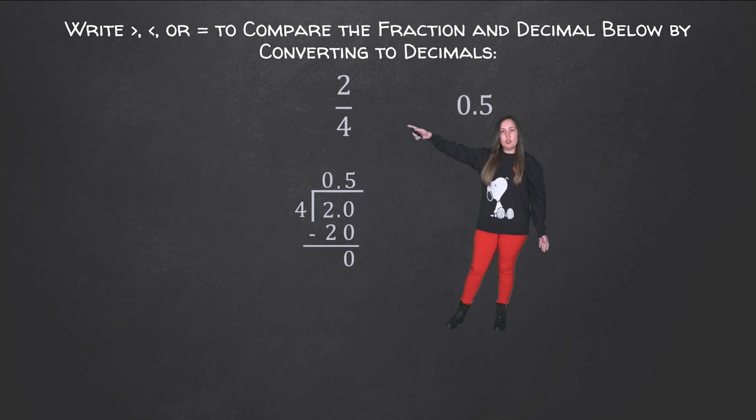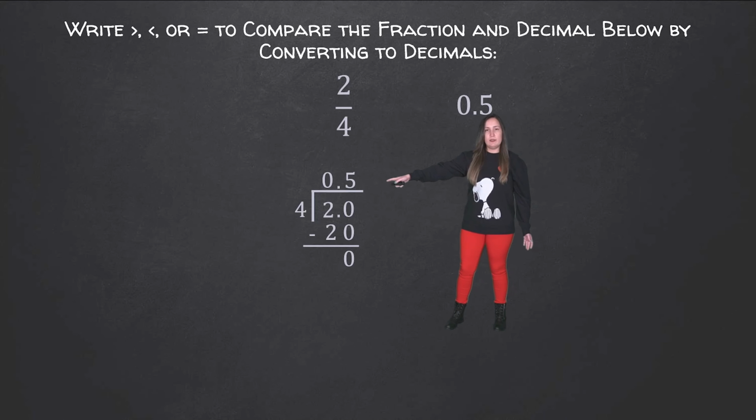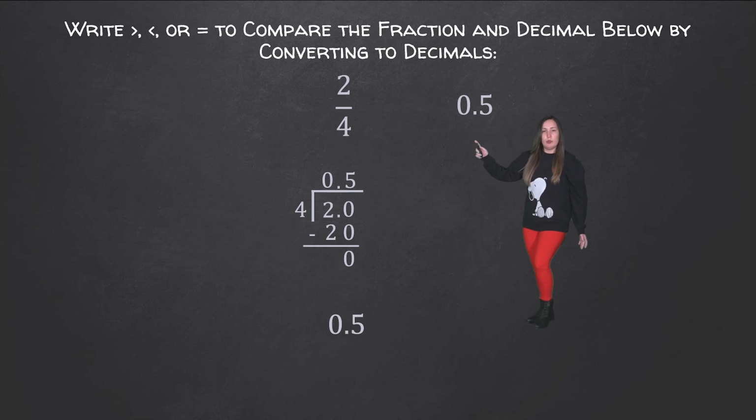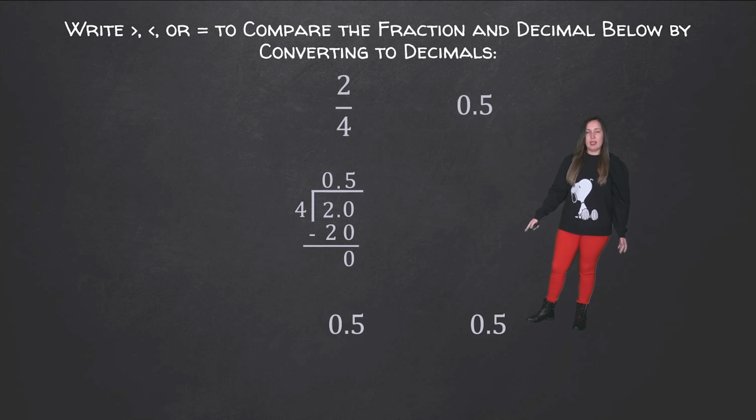That means that 2/4 is equal to 0.5. So we're going to rewrite 2/4 down there as 0.5. We're going to bring down this 0.5, and 0.5 is equal to 0.5, meaning that 2/4 is equal to 0.5.